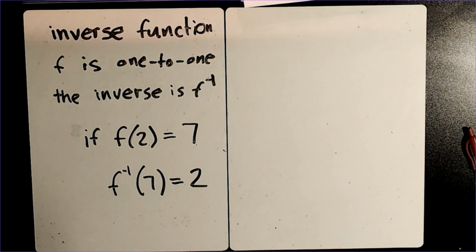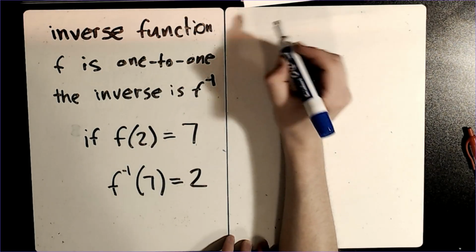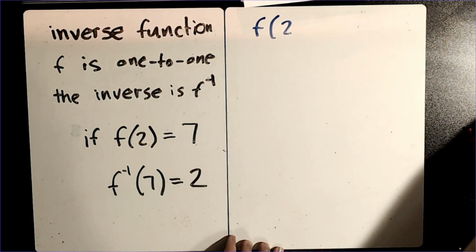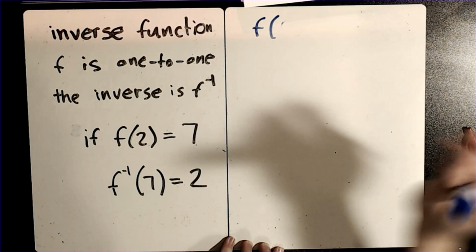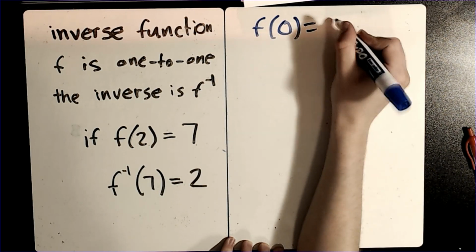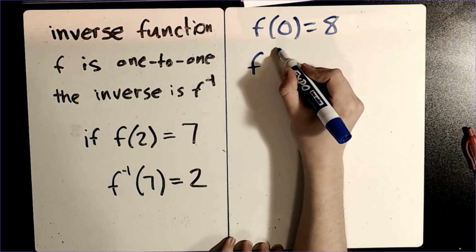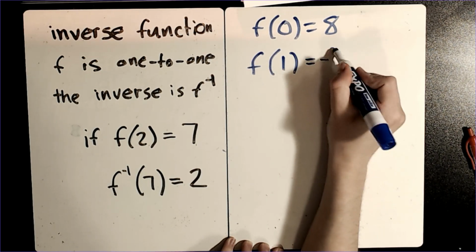An inverse function literally is just switching the roles of x and y. It's not anything too complicated beyond that. So, for instance, let's say that we have a few other things here. I already did an f of 2. Let's do f of 0 equals 8, and f of 1 equals -4.